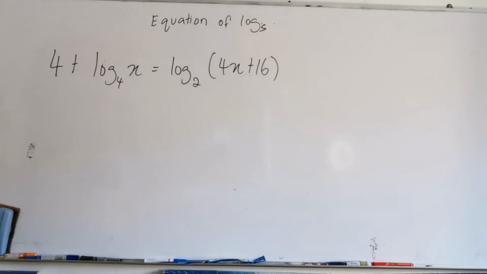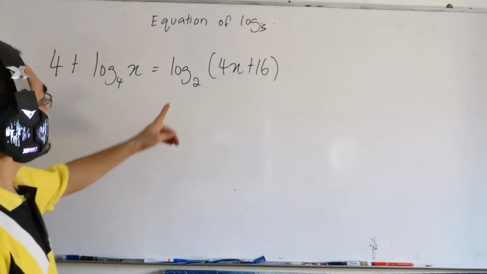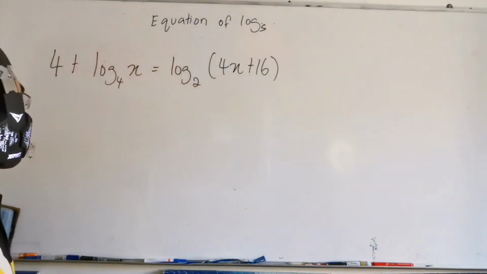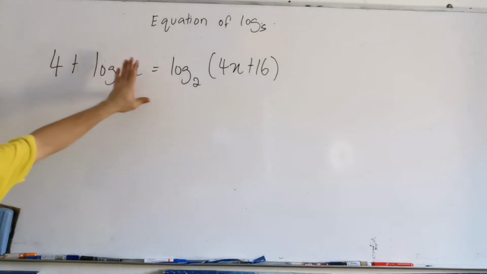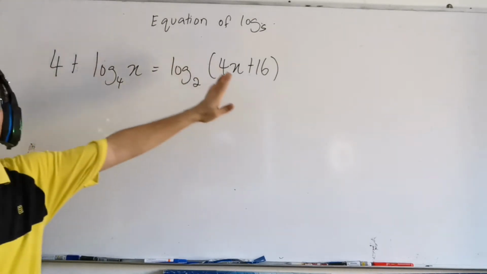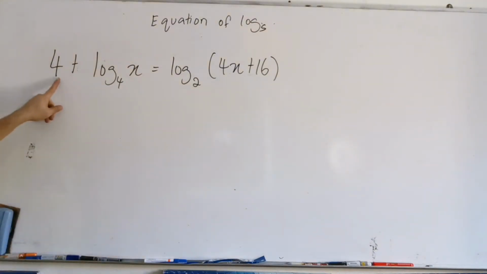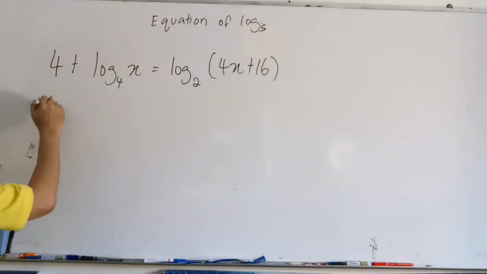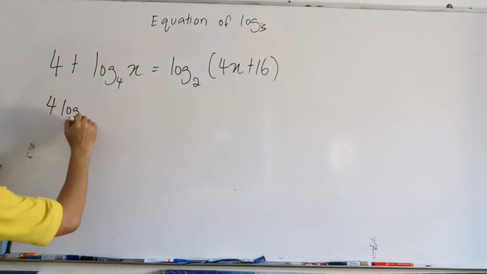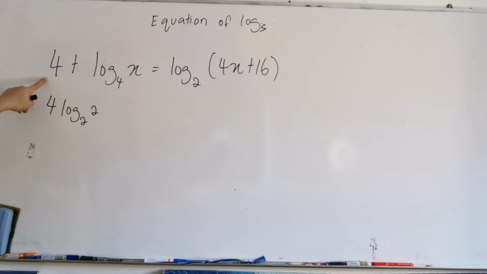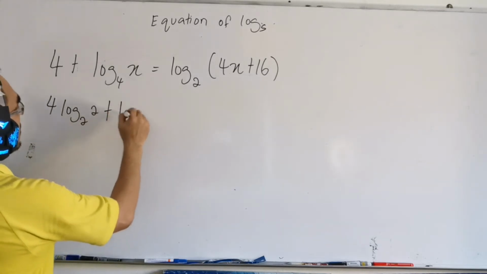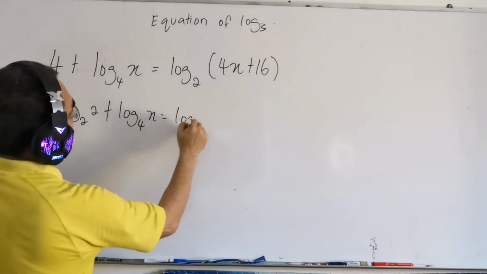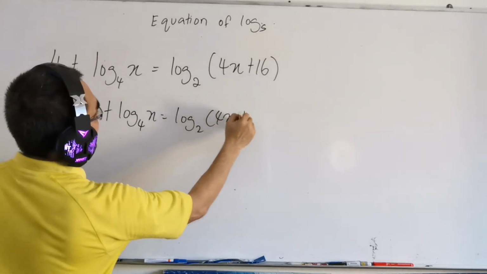I prefer to use this method where I will cut log 2 with log 2. The log 2 can be cut if on the left side there is log 2, and on the right side there is only one log 2. So what I'll do is write down 4 as 4 log 2 2, because log 2 2 the value is 1. So 4 times 1 is still 4, plus log 4x equals log 2 4x plus 16.